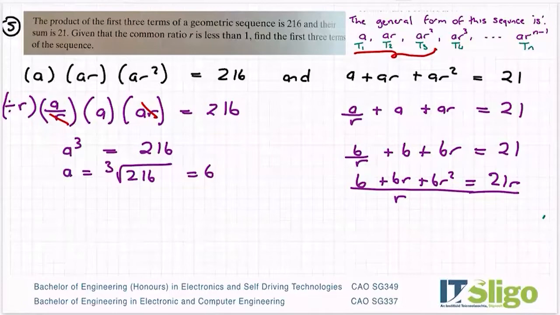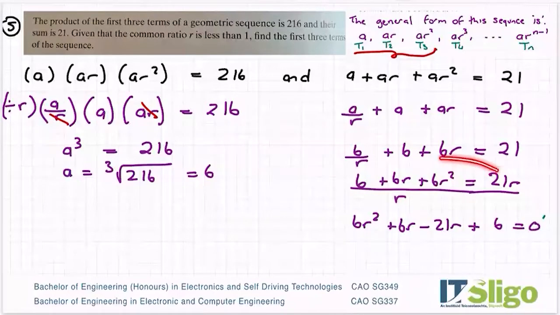Why do I have to do that? You always have to do that when you're adding and subtracting fractions. Okay, so now I can drop the r because they're all over r, and you can see this is starting to look like some sort of quadratic, so that I end up with 6r squared plus 6r minus the 21r plus 6 being equal to 0. So I just brought that 21r over here, and I have 6r squared then plus 6 minus 21 is minus 15r plus 6 being equal to 0.